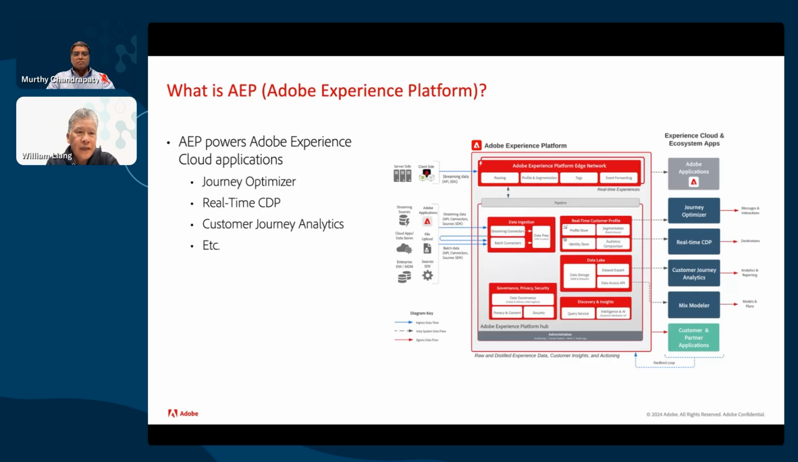So I'll start by going over what AEP is. AEP is Adobe Experience Platform. This is the platform that customers use to ingest data and drive Adobe Cloud applications such as Journey Optimizer, Real-Time CDP, Customer Journey Analytics, etc.